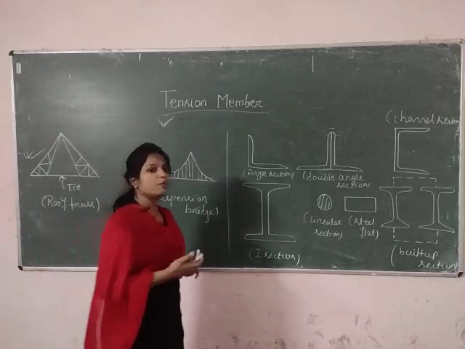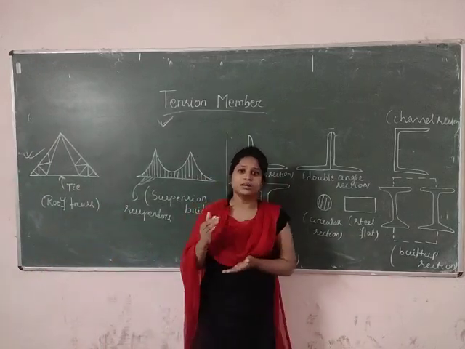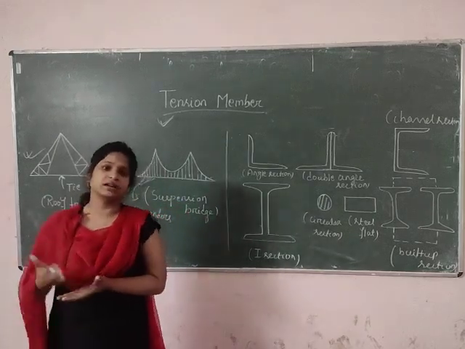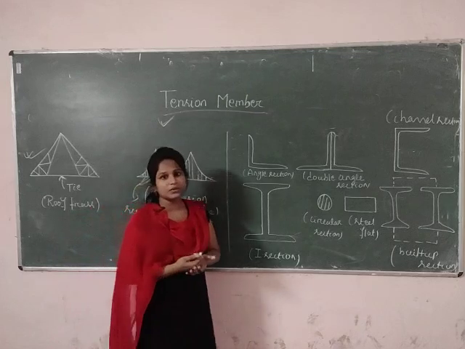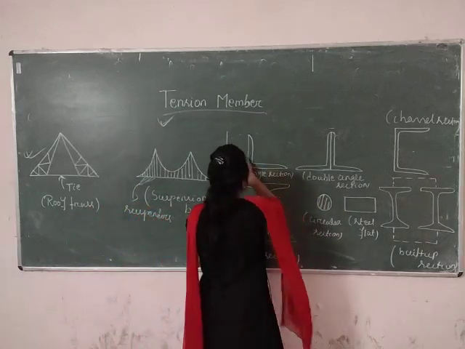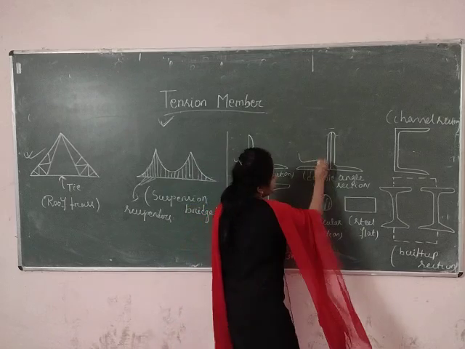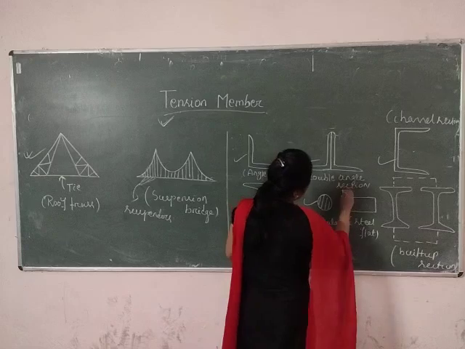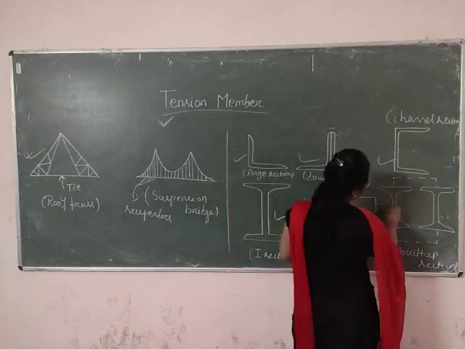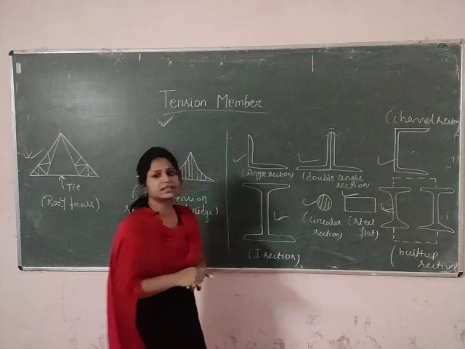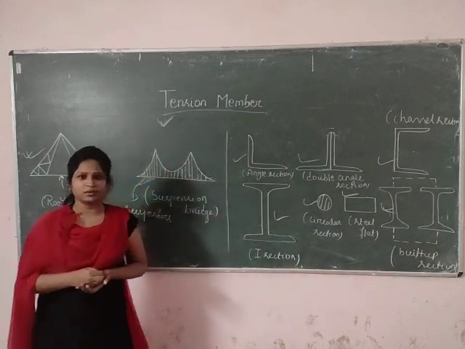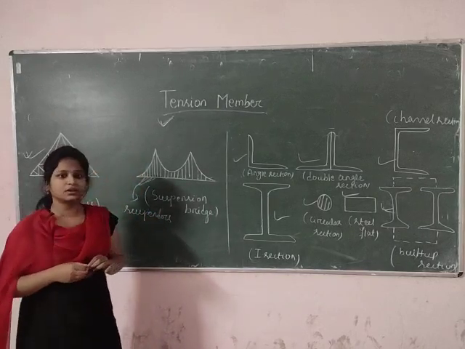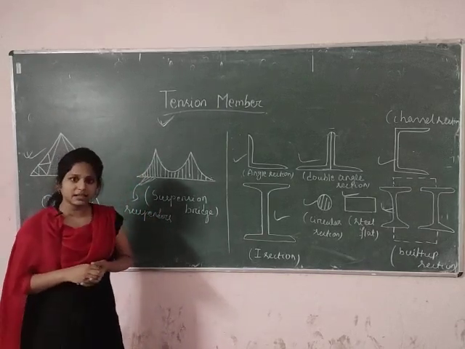Next, let us come to common shapes of tension members. These are some shapes or cross sections which we generally see in the case of tension members. Here you can see the angle section, double angle section, channel section, I section, circular section, steel flat or steel plate, and then the built up section. These are the sections which we generally use as tension members.